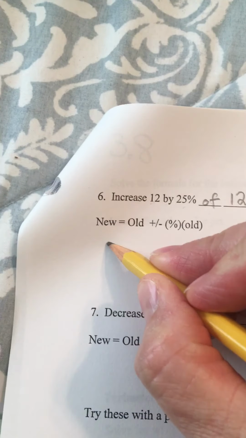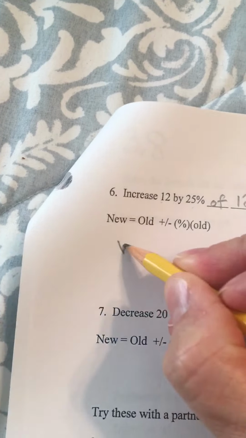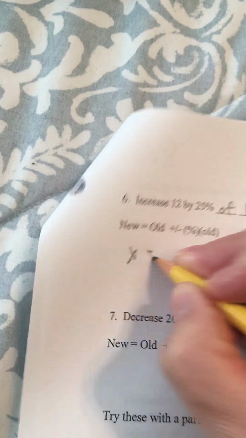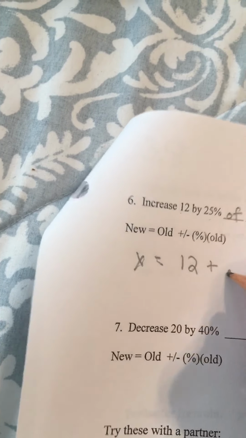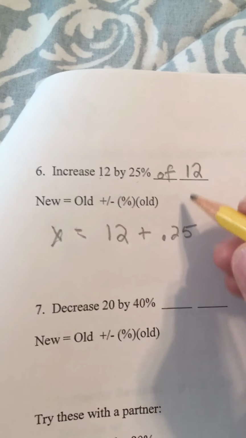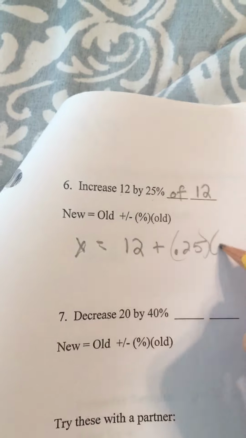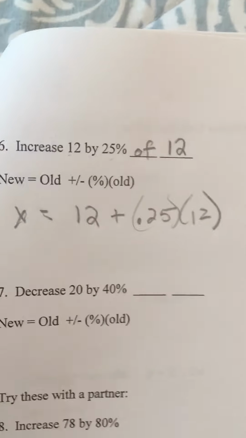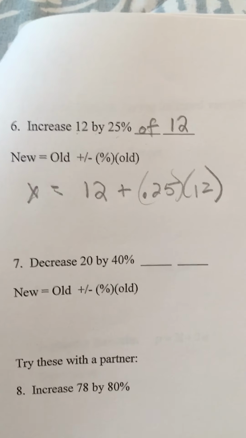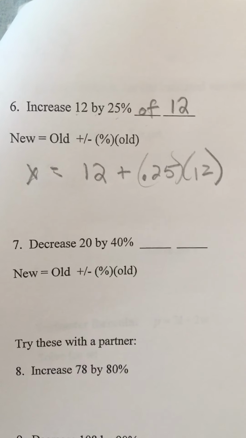So one way to do it is to say the new amount, or x, equals the old amount, which is 12, plus 25% of 12, where "of" means multiply. That is one way to do it. That is the way I like to do it. If that makes sense to you, that's great.